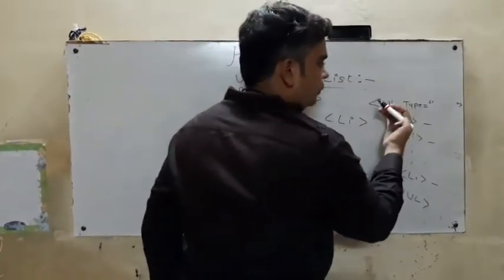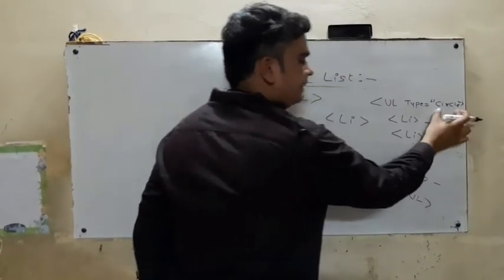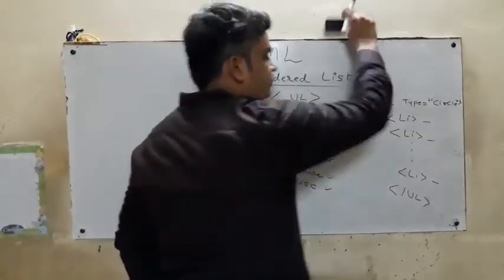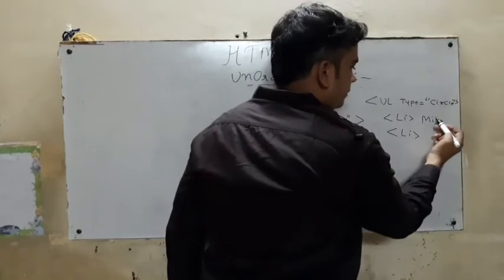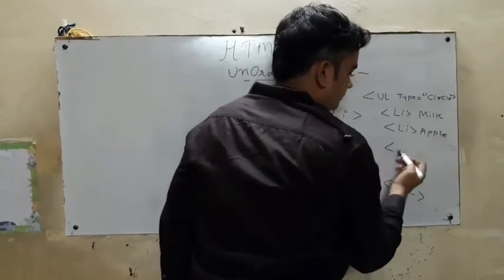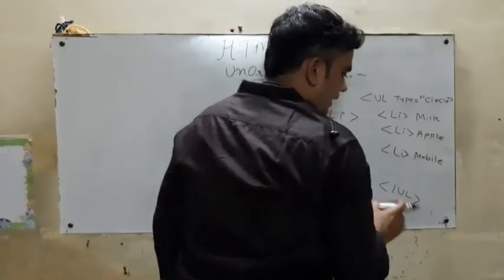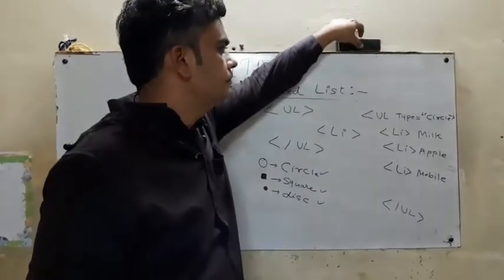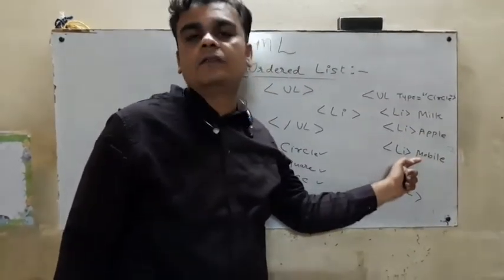So suppose here I am writing UL, type is equal to circle. So it represents all the list elements represented by circle. So suppose I am taking the example li, suppose I am writing milk, then li apple, li mobile, and the last one is /UL. So in this example I'm using only the 3 elements. First element represents milk, second one is apple, and the third one is mobile.